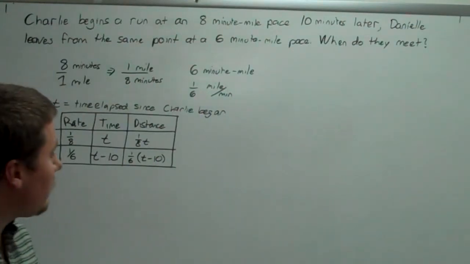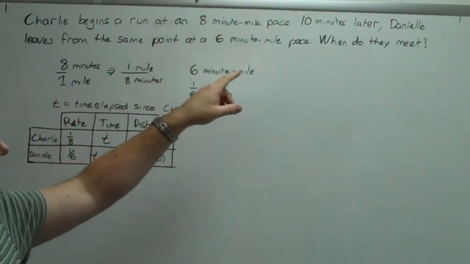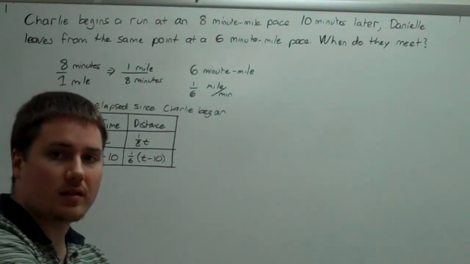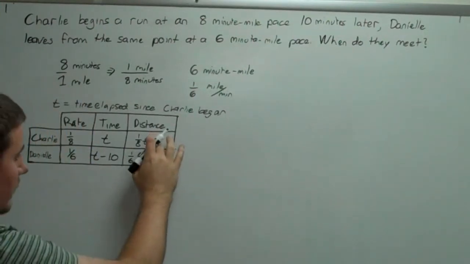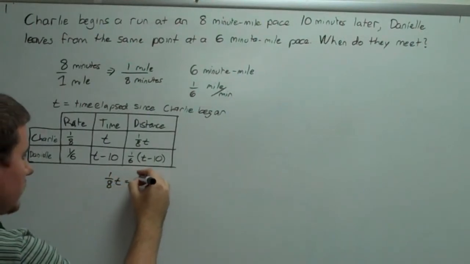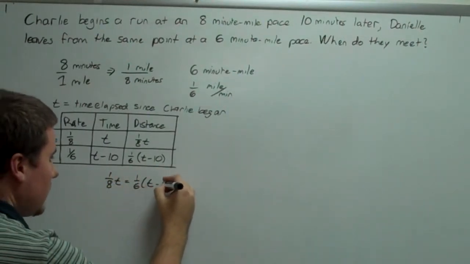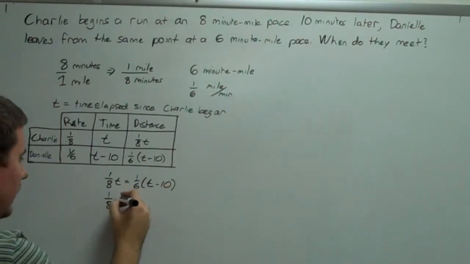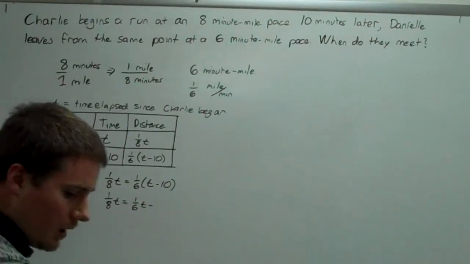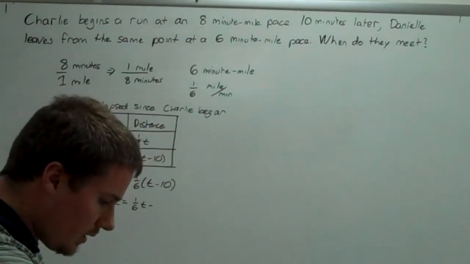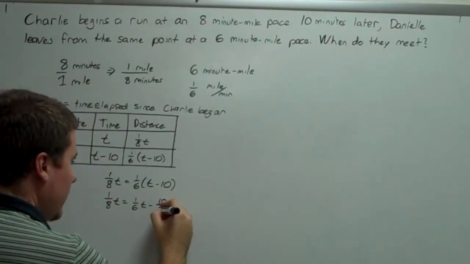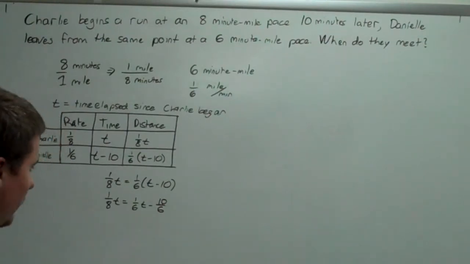Now I said that they're equal, and we know that because the question is asking when do they meet. So when they do meet, their two distances will have been equal. So I now have an equation for each of their distances, so I just set it equal and solve. So 1/8 T is equal to 1/6 T minus 10, so 1/8 T is equal to 1/6 T minus 10/6. It's at this point that I'm going to buckle and have us multiply by the LCD. The LCD of 8 and 6 would be 24.